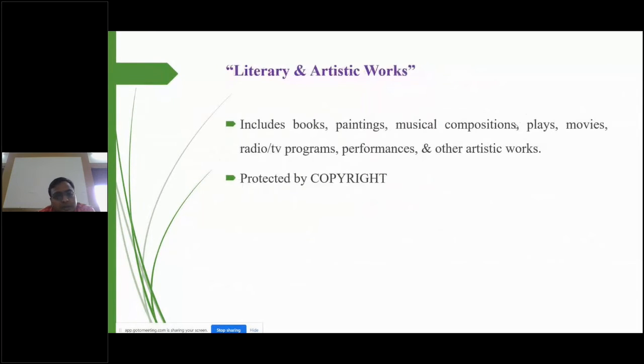Literary and artistic work includes books, paintings, musical compositions, plays, movies, radio and TV programs, performances, and other artistic work. All of that comes under the heading of literary and artistic work, and we can protect this by copyright.